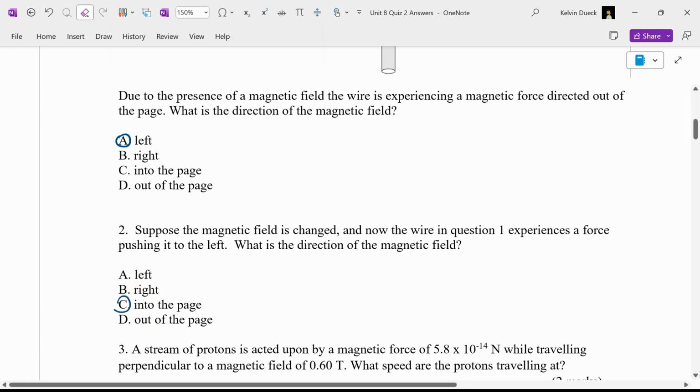Part of the tricky part here is I can't come up with a stupid acronym because the word force and the word field both start with the letter F. So what I've done: thumb is the current, fingers is the field. You can use F, and then palm pushes, P and P. Palm pushes a force. It's the best I got.